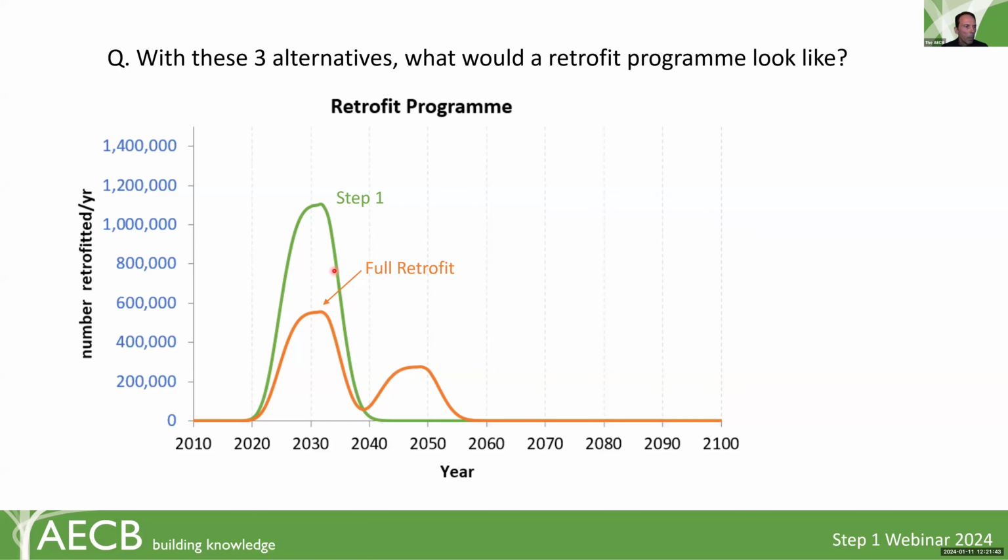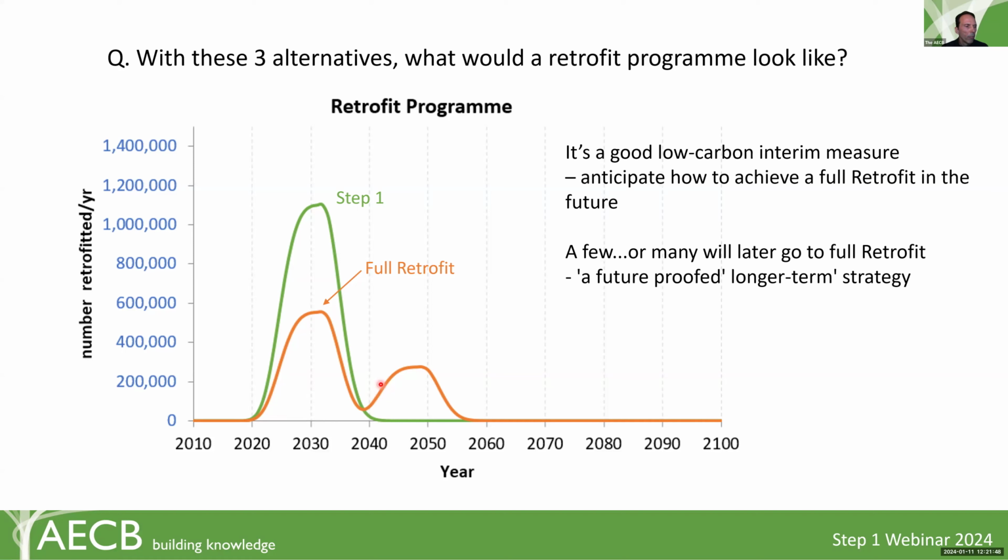And then some of the people who did the step one might later do the full retrofit. So this peak is the people who did the full retrofit straight away, and this peak is for those who have already done the step one and then decided to upgrade. Hopefully, we would like a lot of people to do that, but they may not, and they don't have to. And this would be the full future-proofed retrofit, the full complement of all these things together that we just saw.